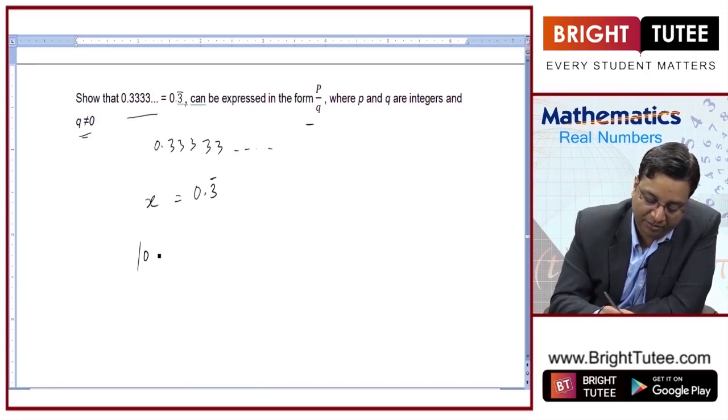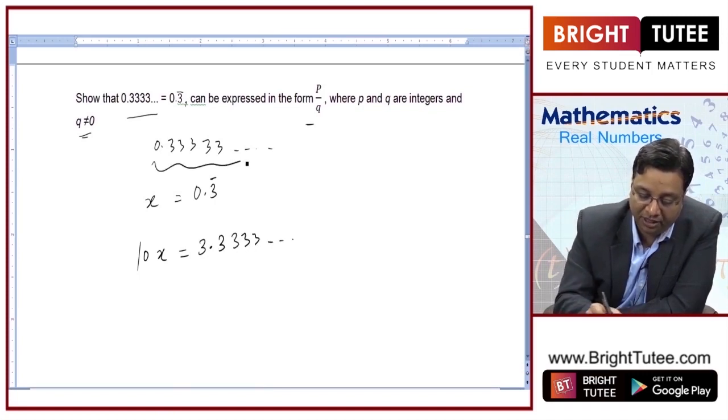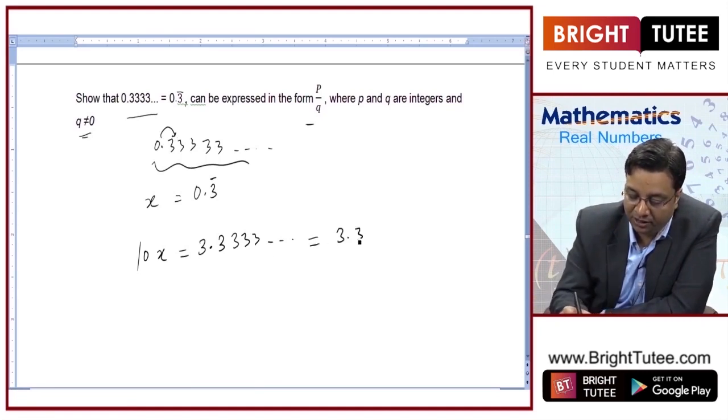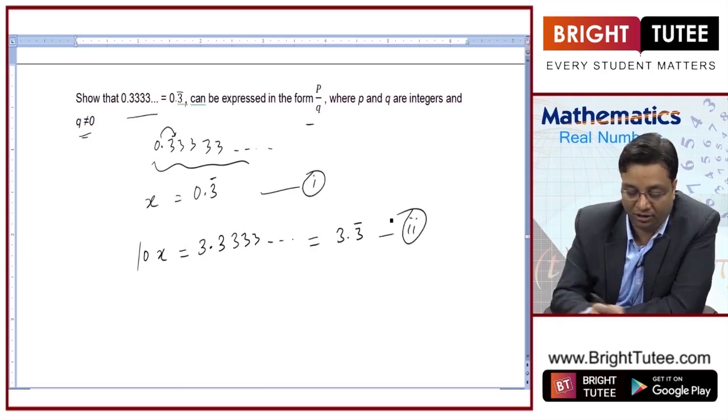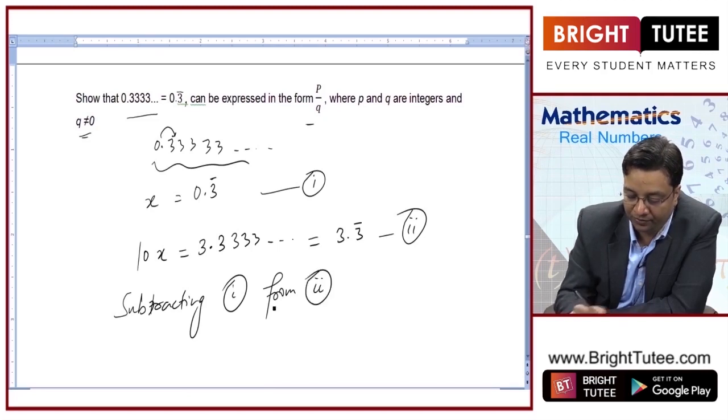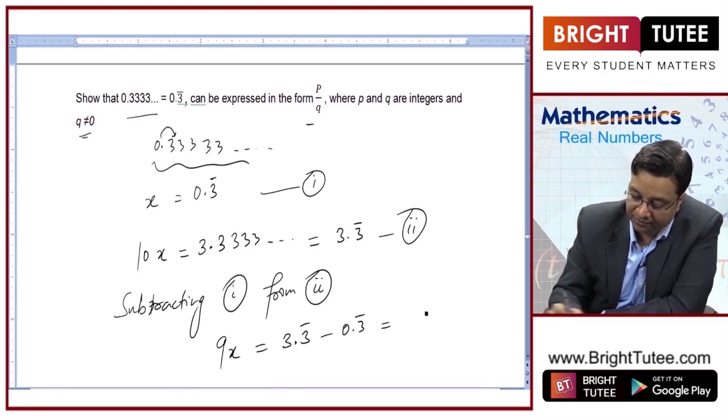If I multiply both sides by 10, 10x will be, now this will be 3.3333 and so on. If I multiply this number by 10, this decimal will shift one place to the right. So this number will be this, which is 3.3 bar, right? Now if I consider it my equation 1 and this as equation 2, subtracting 1 from 2, I will have 10x minus x, that is 9x. It is equal to 3.3 bar minus 0.3 bar, that is 3.